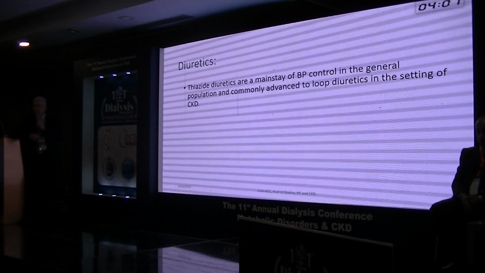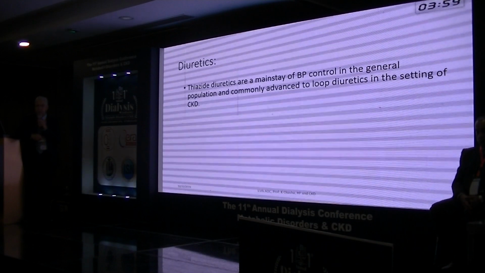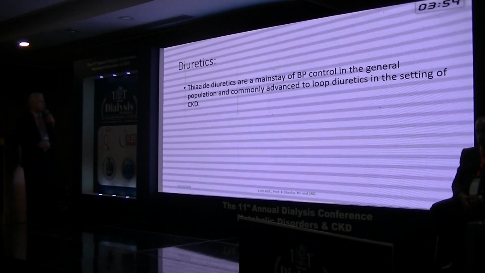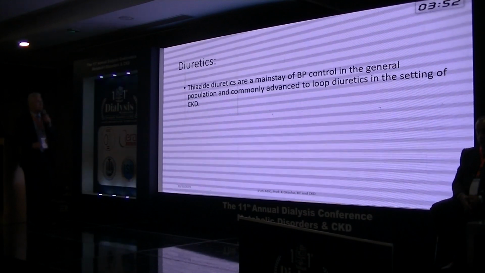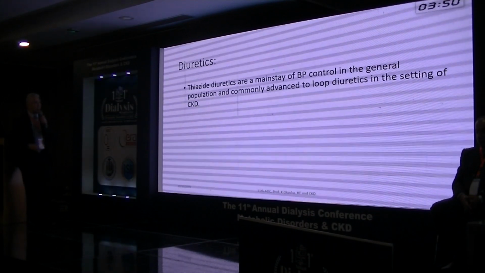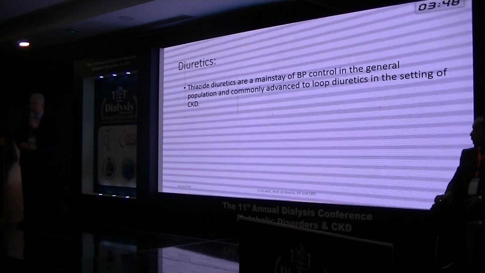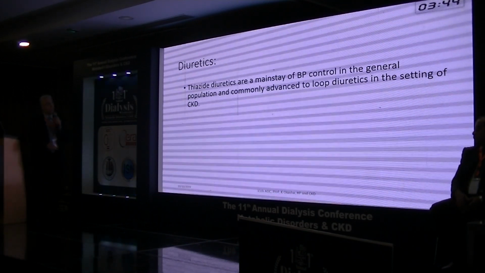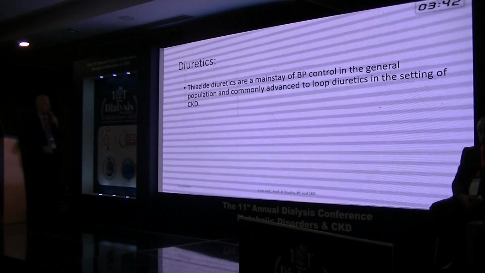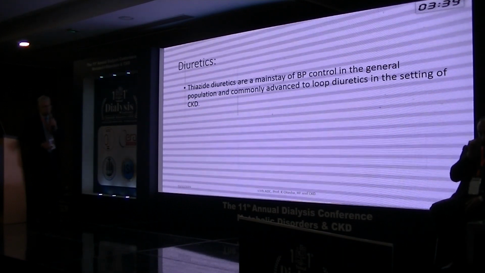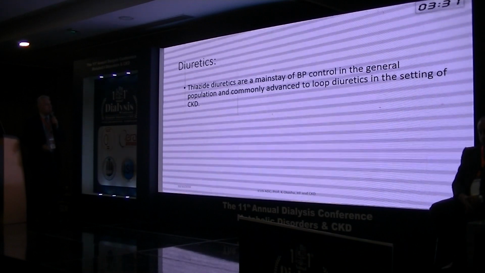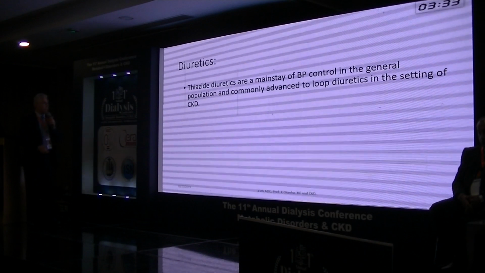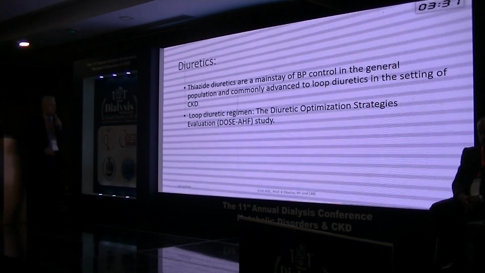The diuretic is actually one of the mainstays in the treatment of heart failure, and diuretics are the mainstay of blood pressure control in the general population. How about in patients with chronic kidney disease? We know that there are some limitations to using this kind of medication in patients with chronic kidney disease, unless the GFR is more than 30. However, the loop diuretics are the choice of treatment in such patients.